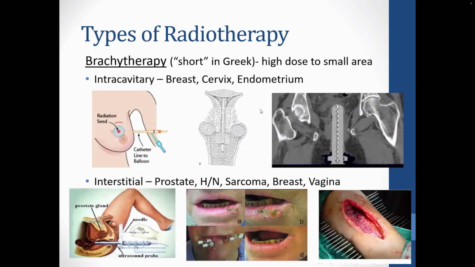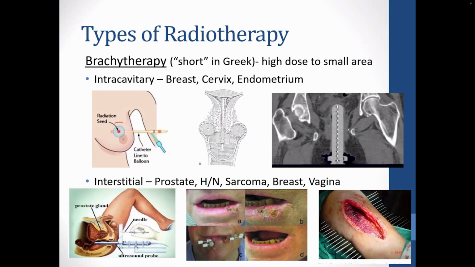Another type of radiation modality is brachytherapy. Brachy means short in Greek, which means the radiation travels a short distance to get to its target. This is typically where we use a high dose of radiation to a very small area.